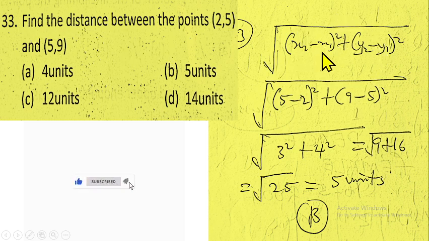use this formula. So our x2 is 9. Sorry, pardon me for that. x2 is 5. Then we have 5 minus x1, which is 2, squared, plus y2, which is 9, and then y1 is 5. So 9 minus 5 squared. So 5 minus 2 is 3 squared. Then 9 minus 5 is 4. Then 4 squared. So we have 9 plus 16. That gives us 25. The square root of 25 is 5. So that should give us 5 units as the option for question number 33.